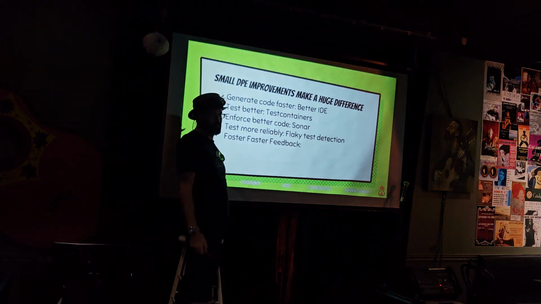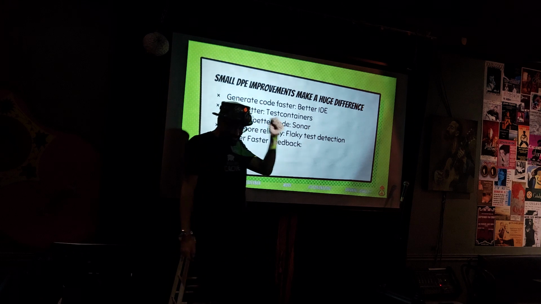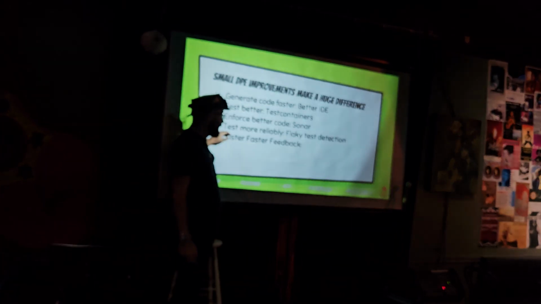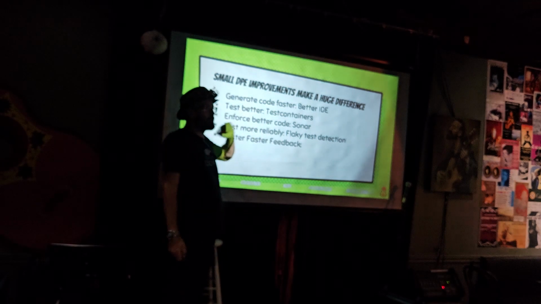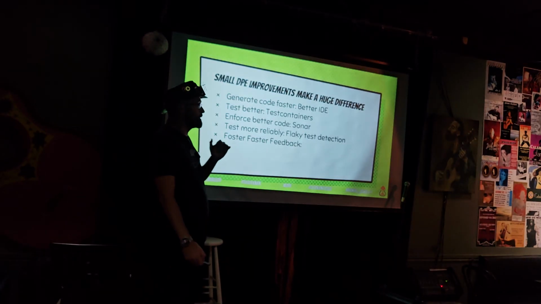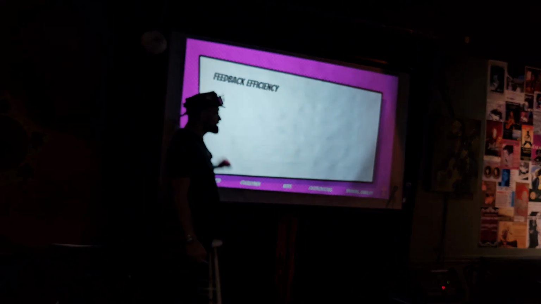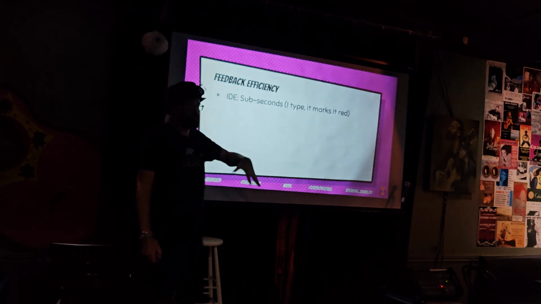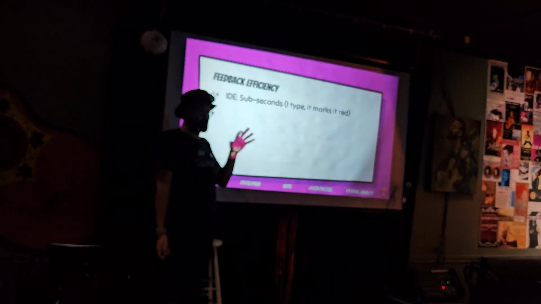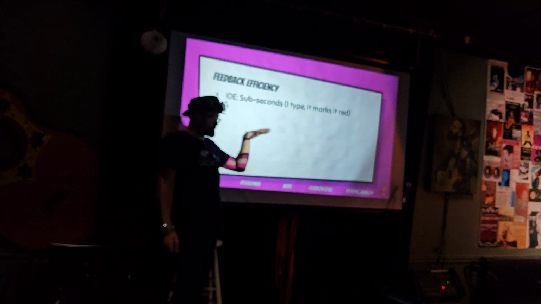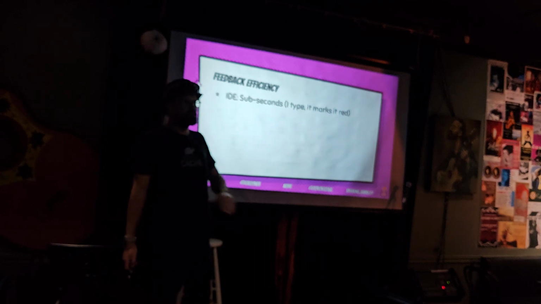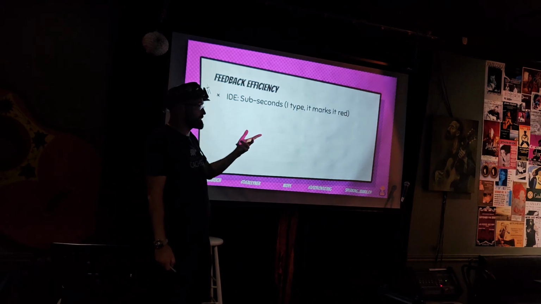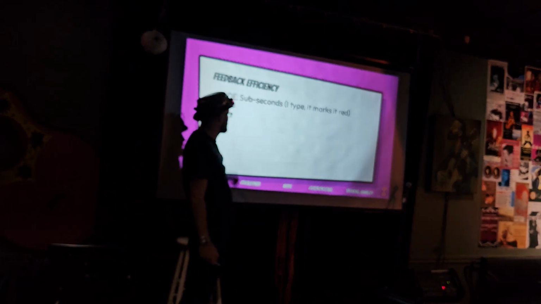And foster faster feedback. Now, foster faster feedback, I started with it in a previous slide as one of the most important things. And I will repeat how important it is and what you can do in order to make it happen. So let's talk about feedback efficiency. Feedback efficiency is something that you experience every day. When you type your code in the IDE and it highlights it red, this is your feedback. You know that you missed a character, you forgot a semicolon, or did something else. This is a sub-second feedback efficiency.